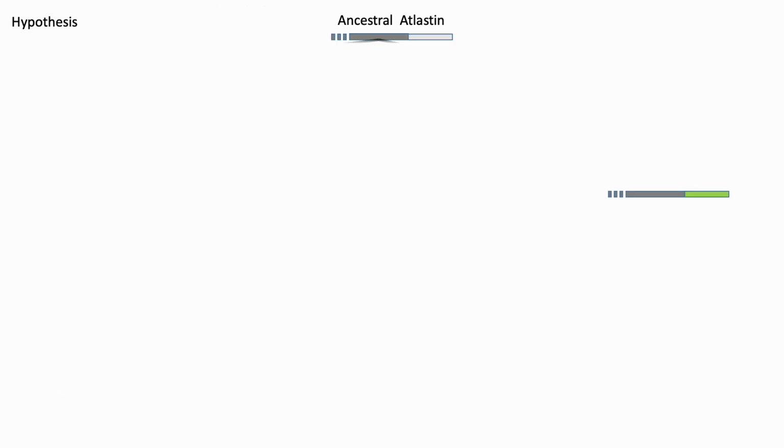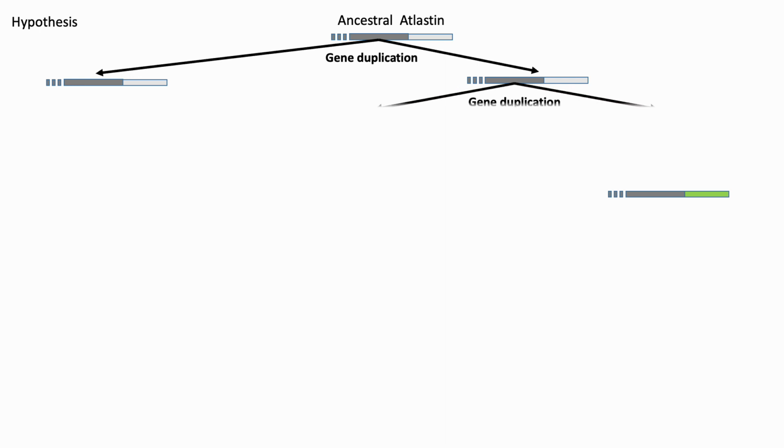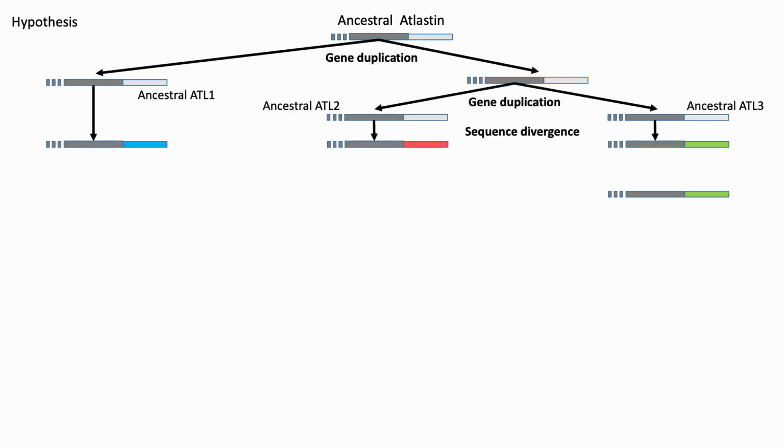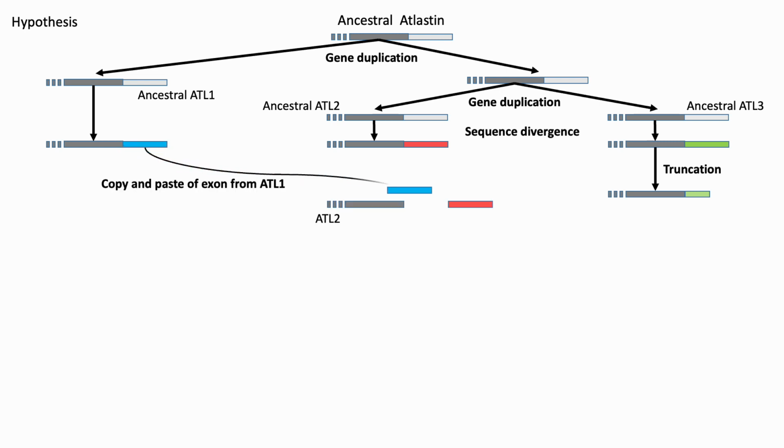In summary, two rounds of gene duplication in the vertebrate ancestor led to three Atlastin paralogs. The C-terminal exon in ATL3 diverged further and truncated, and a second exon was gained in ATL2 through copy and paste of the exon in ATL1.